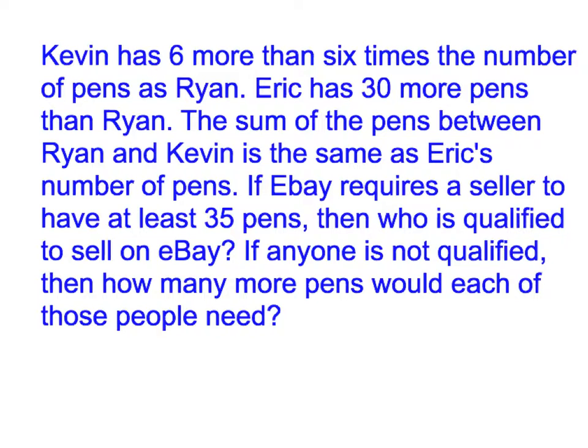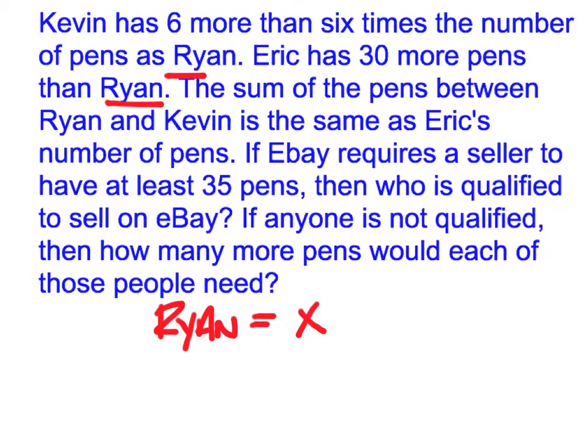Kevin has 6 more than 6 times the number of pens as Ryan. Eric has 30 more pens than Ryan. We don't know anything about Ryan, so Ryan is going to have to be x. We'll put that here. And before we read the rest of the problem, we'll go ahead and set up the equation.